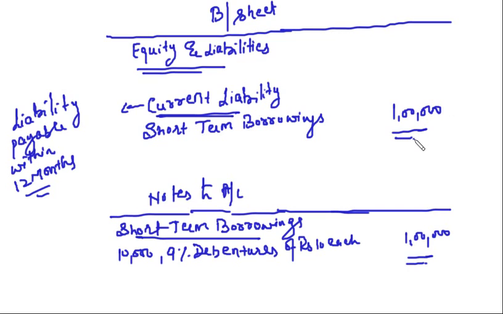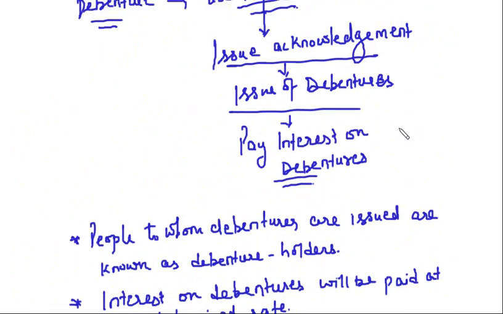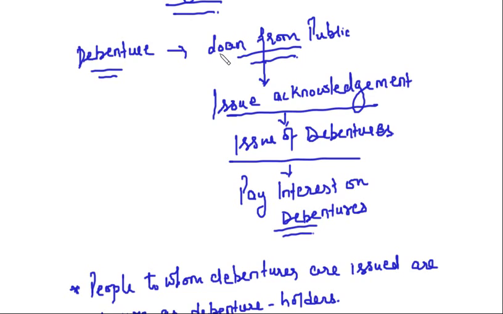Clear? So this is the whole small concept of debentures. What are debentures? Debentures is the loan that we take from the public, like a loan from a bank. Instead of a bank, we are taking money from the public. And when we are taking the money, we will issue the acknowledgement for that receipt of money. That acknowledgement is known as issue of debentures, the issue of debenture document. Right? And we cannot use the money of the public free of cost. We will have to pay interest for using the money of the public. That is interest on debentures, right?